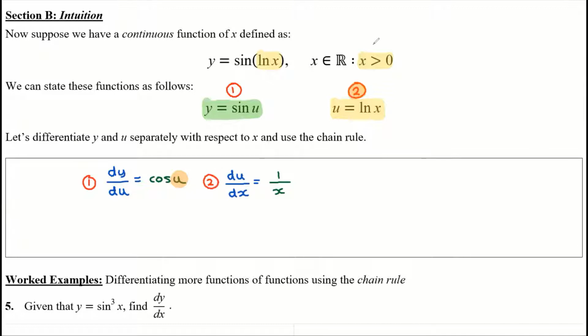And to get dy by dx, we combine our two results. So dy by dx is going to equal dy by du multiplied by du by dx. All right, so we multiply everything we've got together. What does that give us? Well, cos u multiplied by 1 over x.